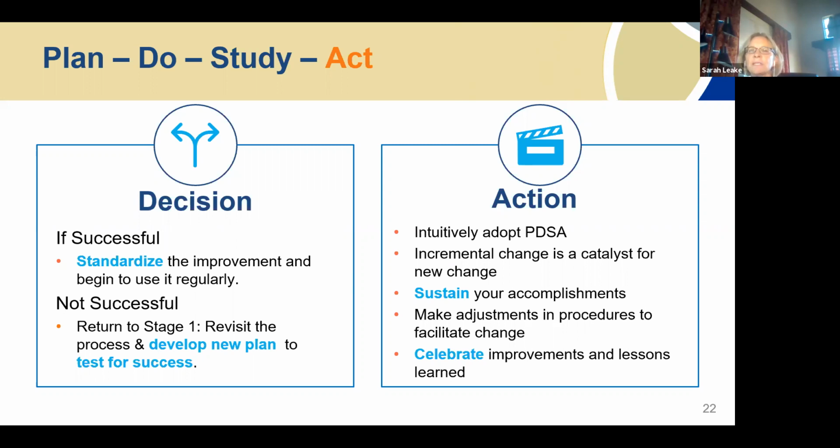The PDSA cycle is ongoing, and organizations become more efficient as they intuitively adopt PDSA into their planning. So the actions are, you show that incremental change and it becomes a catalyst for new change. Some action steps are: preserve your gains and keep sustaining these accomplishments. Also, based on measurement review, make changes in your procedures as needed to help facilitate that change. And also communicate your accomplishments to internal staff and even externally to customers, and share those lessons learned.